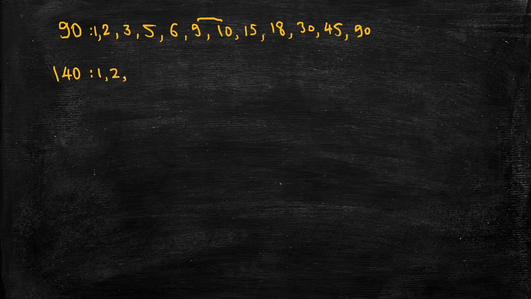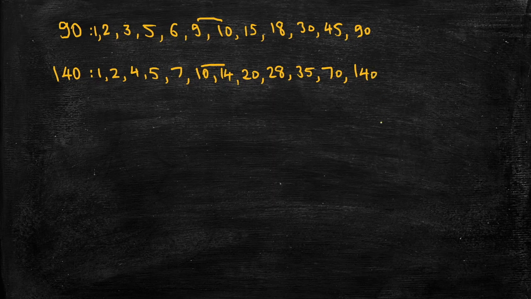So then we have 2, and 4, and 5, and 7, and 10, and then now we start to get paired up. So 7 gets paired with 20, 5 gets paired with 28, and 4 gets paired with 35, and then 2 with 70, and then 140. So these are all the factors for these two numbers.